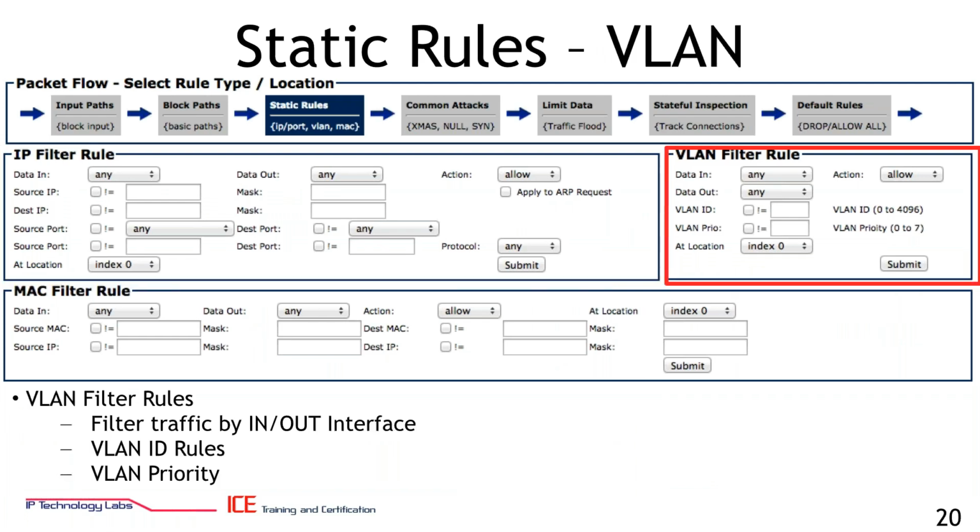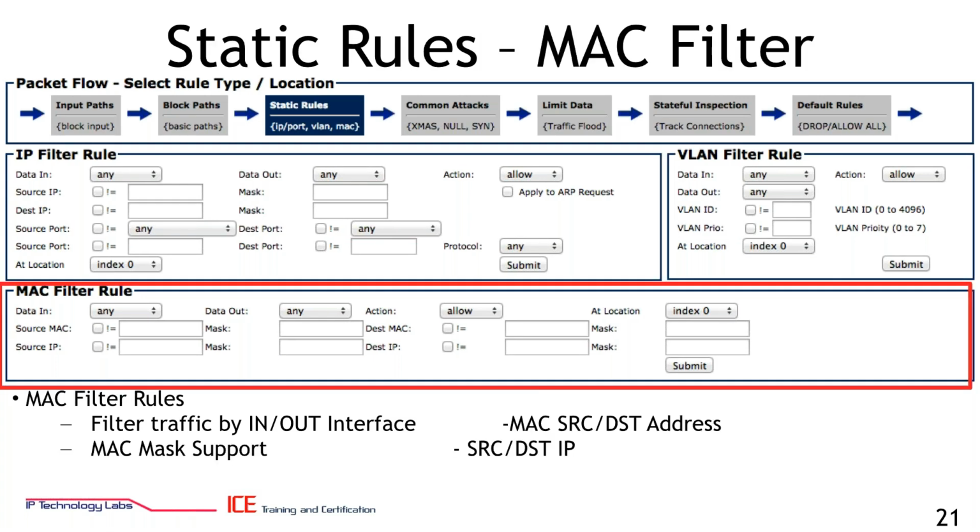We can also filter based on VLANs, both the VLAN ID and the priority. And then we can filter based on very low level MAC addresses. So this is how you would go through and say, I want this one specific PC to be able to get to this interface. I can filter based on MAC address and source IP address.